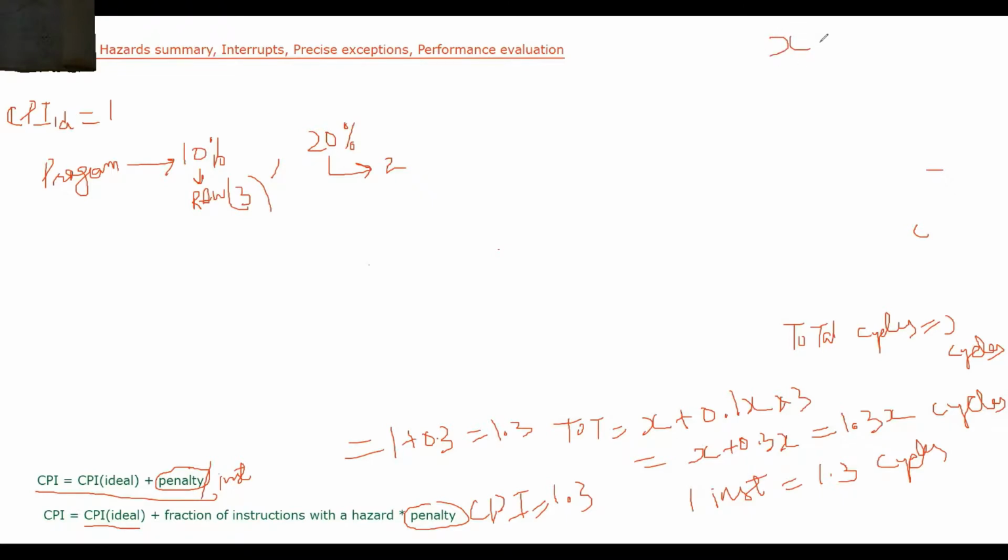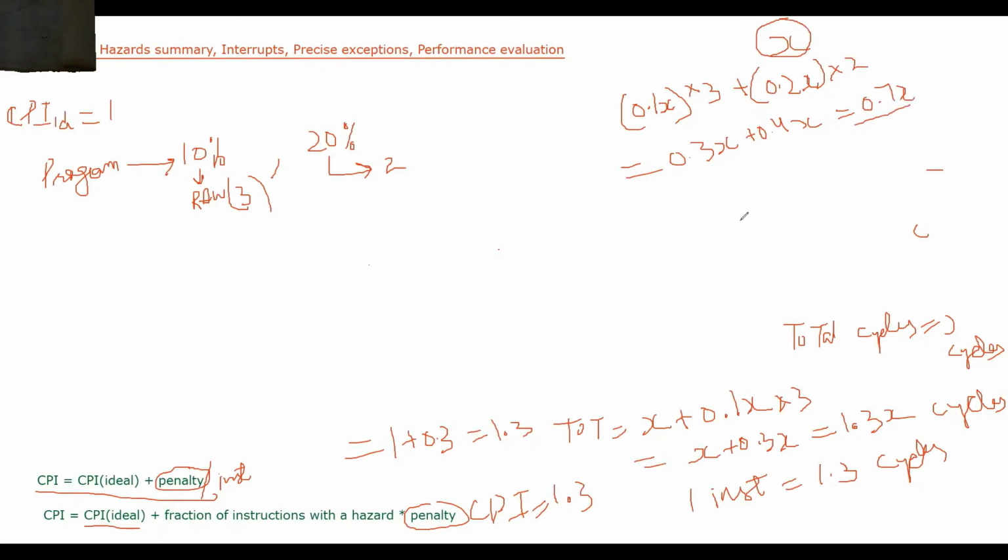So out of these X instructions, 10% or 0.1X instructions have which penalty? RAW penalty. So the penalty will be 0.1X into 3 plus, 20% have how many? 2 cycles. So that means 0.2X have 2 cycle penalty. So what will be the total penalty? The total penalty will be 0.3X plus 0.4X. That will be equal to 0.7X. So for X instructions this is the penalty.